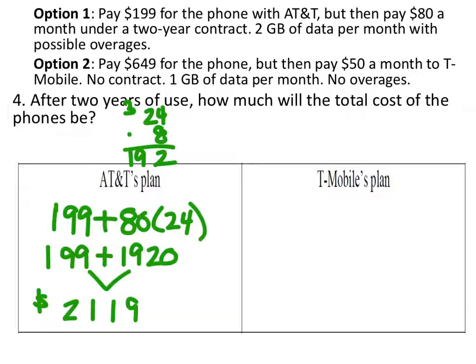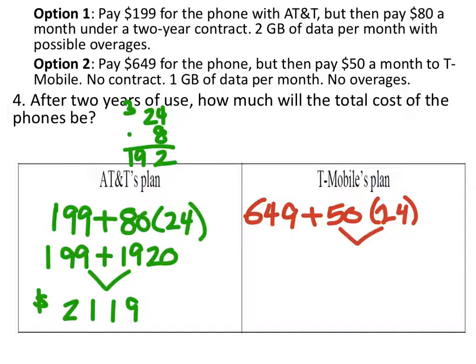And then T-Mobile, again, the phone, you're only going to pay for it once, so $649 plus $50 a month for 24 months. So what do we got? We got 5 times 24. We'll show that there. And again, we'll just tack on the 0 to that. So 5 times 4 is 20. 5 times 2 is 10, plus 2 is 12. So 120 with that extra 0 makes that 1,200.